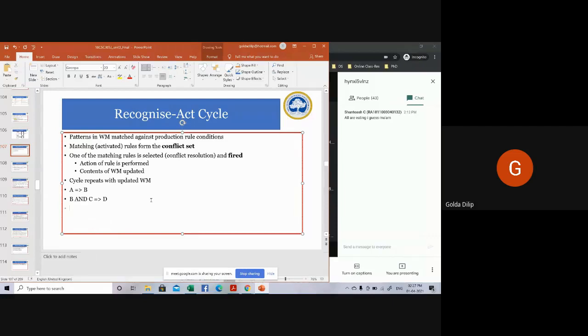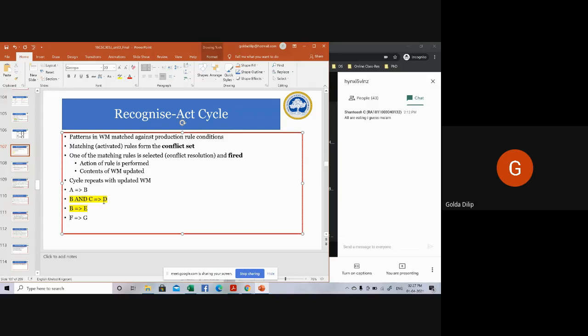Okay, C implies D. Then let's say B implies E and F implies G. Okay, so let's say these are the statements. So first this will be executed. Then, if A, then B. Then of course you have a conflict. Okay, you have a conflict.